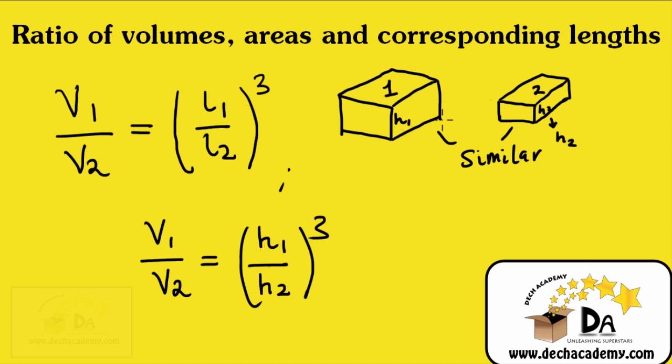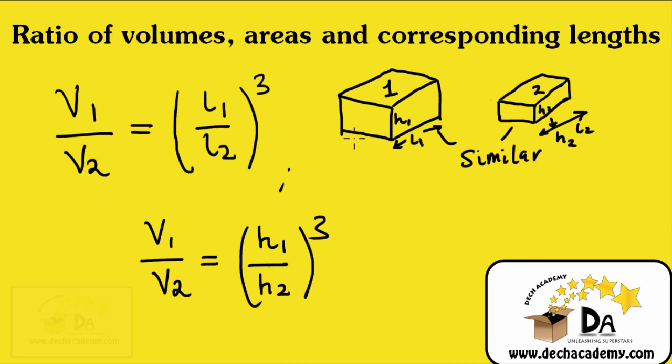If you had the length, so let's say this was L1, and then this side here is L2, then this equation is true. The volume of cuboid 1 divided by the volume of cuboid 2 is equal to the length of cuboid 1 divided by the length of cuboid 2, all raised to the power of 3.